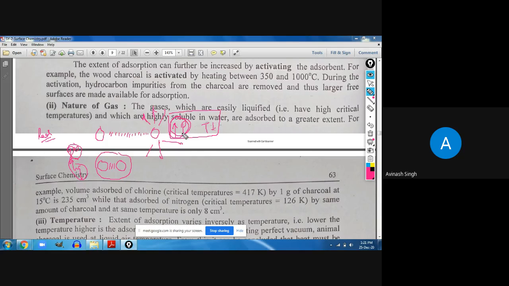I can either increase the pressure or decrease the temperature. Correct, increase the pressure or decrease the temperature.